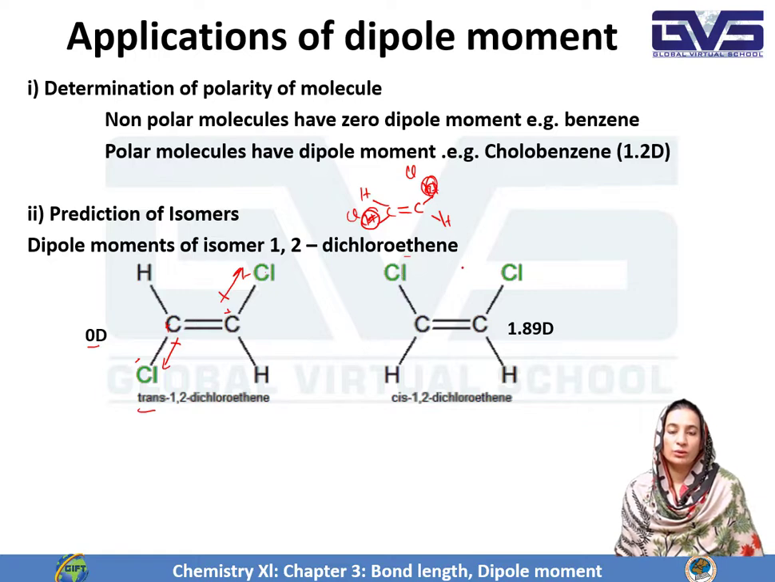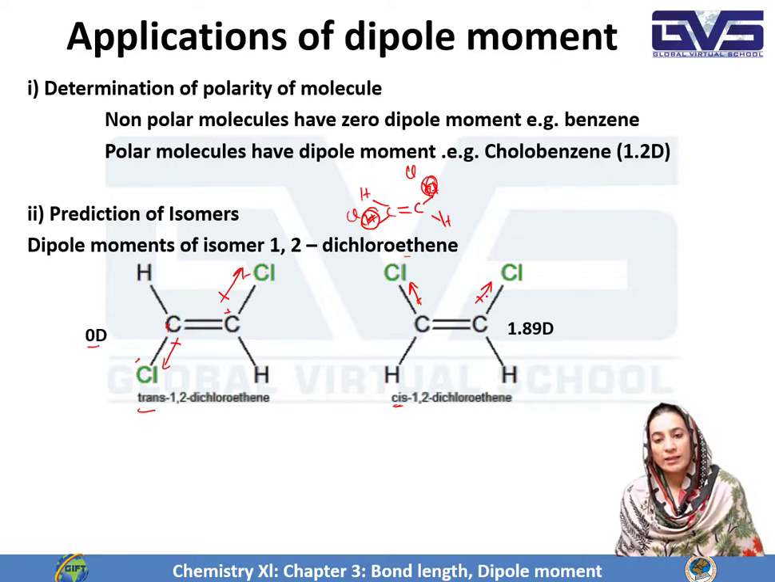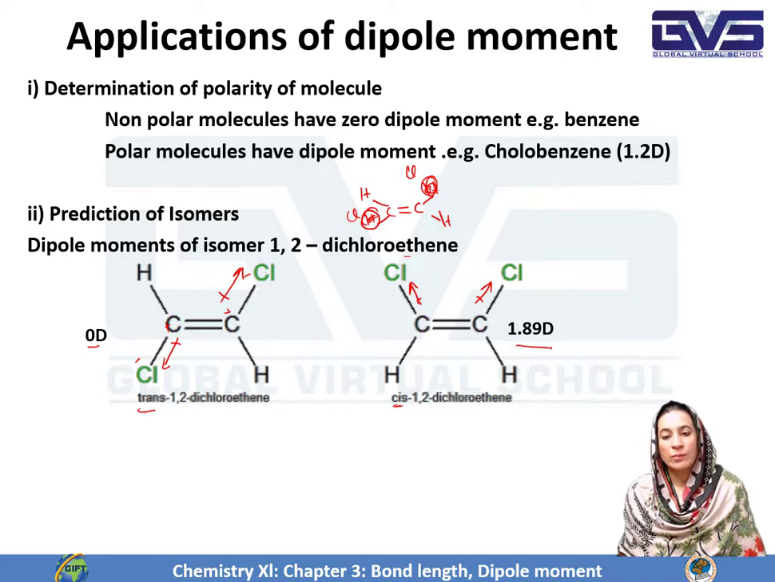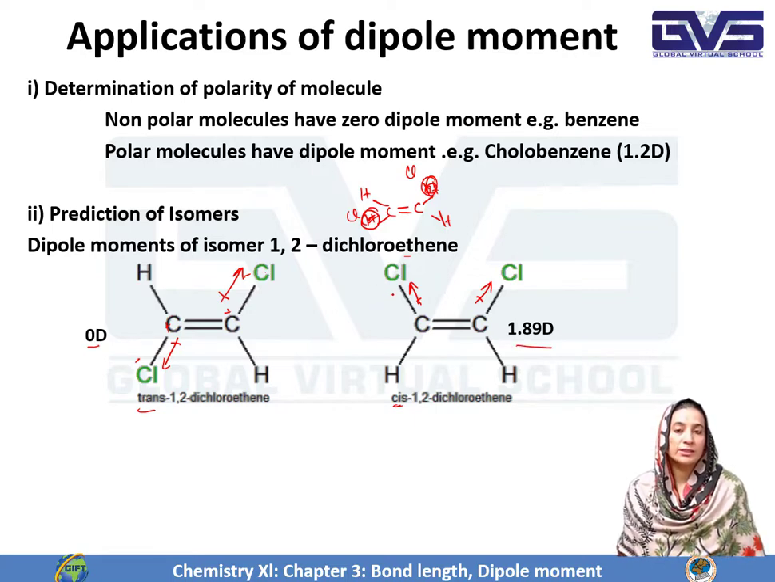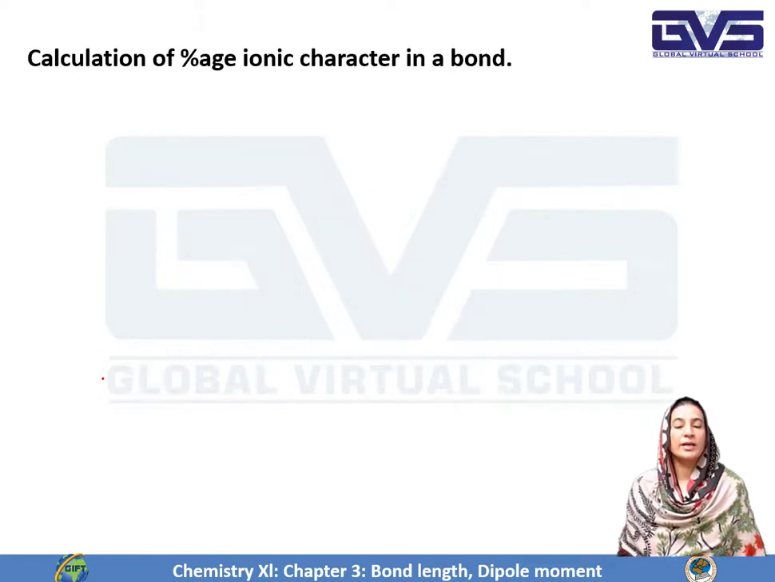But when those chlorines are on the same side, this is called the cis form, and in this case the dipole moment has a value, because now the dipole moments are in the same direction and they are added, so it has a dipole moment of 1.89 Debye. It means a nonzero value shows this is cis, and the zero value shows this is the trans form of the molecule. The most important application is that we can calculate the percentage ionic character in a bond, how much the bond is ionic and how much it is covalent.